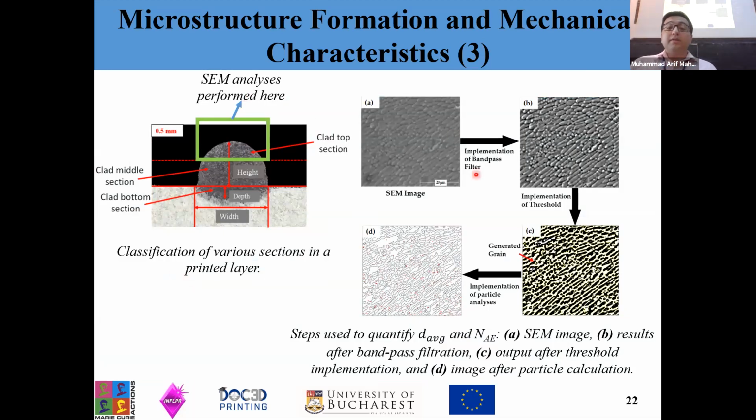After carrying out the experiment, we developed some cross sections and analyzed the SEM at the top of the deposit layer. In the literature, I identified that when we are changing the operating conditions, the maximum effect of the operating conditions can be identified at the top of the deposited layer. So we performed SEM images, and we did some image processing using image software to calculate the average grain size and the number within a given area.